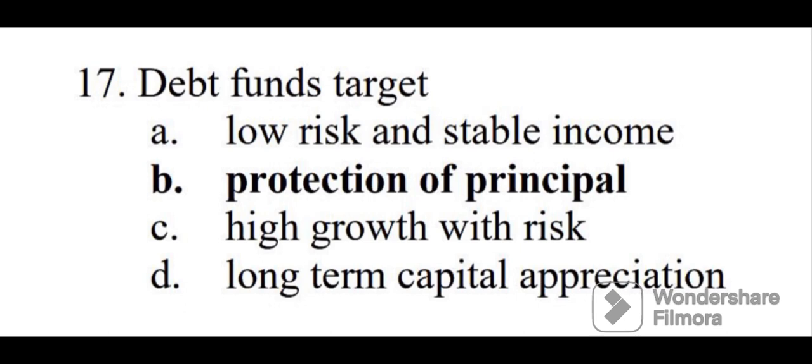In other class, some people were saying that it's option A, low risk and stable income. See, there is a little difference here. In debt fund, there is a category called fixed income, right? That means what you get at a certain period of time or at a certain frequency, that will be called fixed income. If it is written as fixed income funds, then option A will be correct. But here it's asking debt fund. So answer is protection of capital.